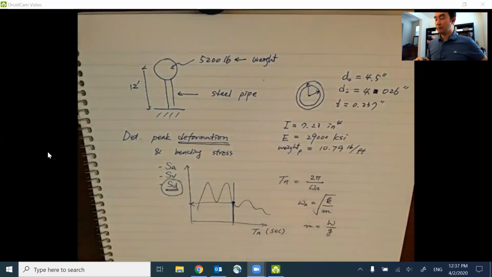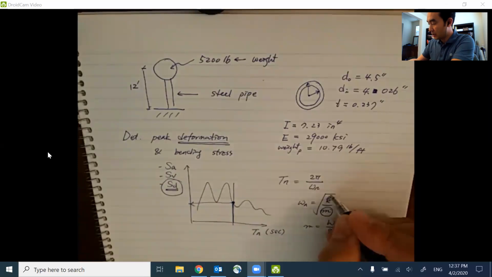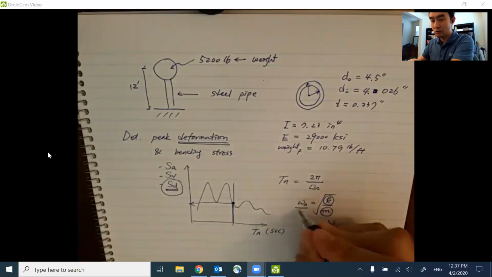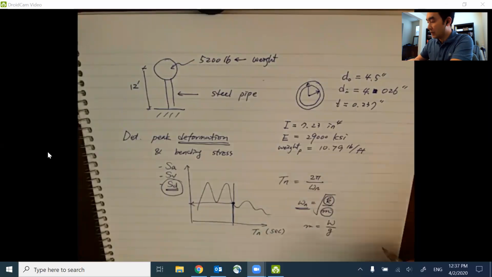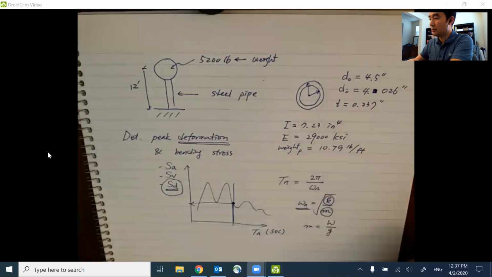Before we jump into the response spectrum, I said we're going to use the combined response spectrum given in the textbook. But we have to first find the mass and then the stiffness to get the natural frequency. And if you have the natural frequency, then you can calculate the natural period of the structural system. So let's go over that.